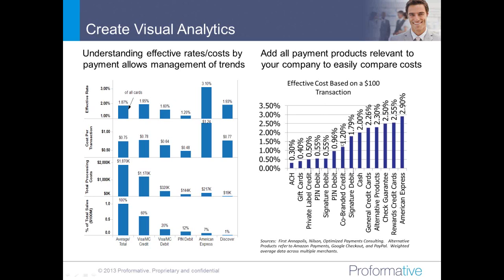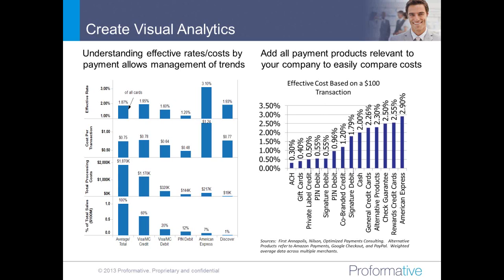This analysis on the right-hand side is a study that we did where we looked at the effective cost of various tender types. And if you are in a card-not-present environment, if you're an e-commerce site, the cheapest way for you to get paid is ACH. You should really look at implementing ACH acceptance in addition to cards, because ACH is by far the best and cheapest way for a lot of merchants to get paid, even if you're a retailer.